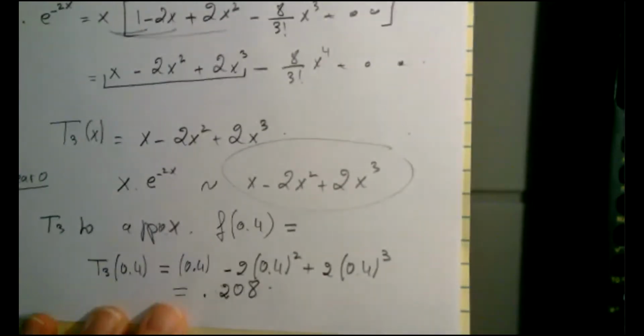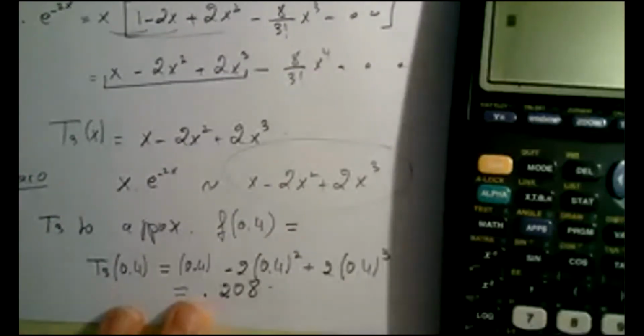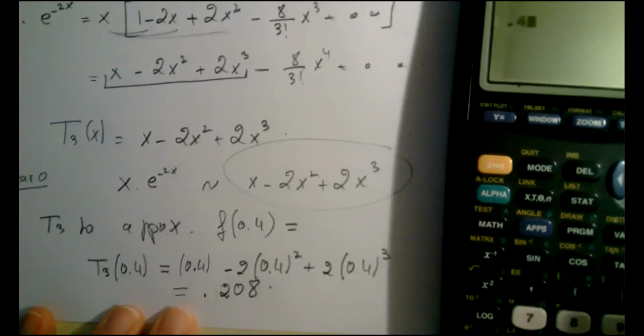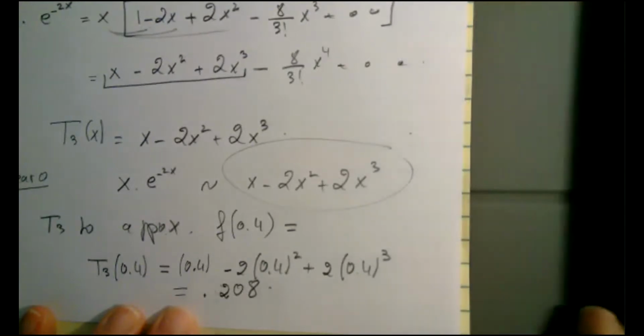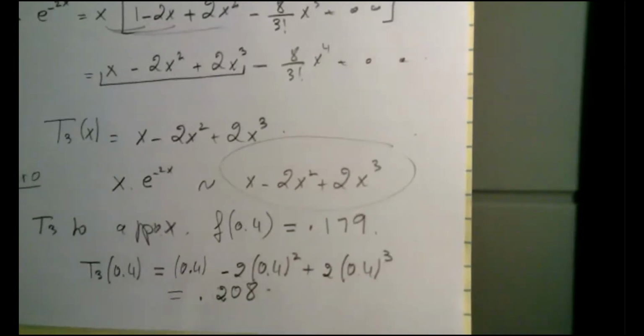And now, yes, exactly. And what's the actual value of the function at 0.4? We should get close. Let's hope we got close. So it's 0.4 times e to the power minus 2 times 0.4. Okay, how much did you guys get for the actual value? 0.179. It's not a great approximation.